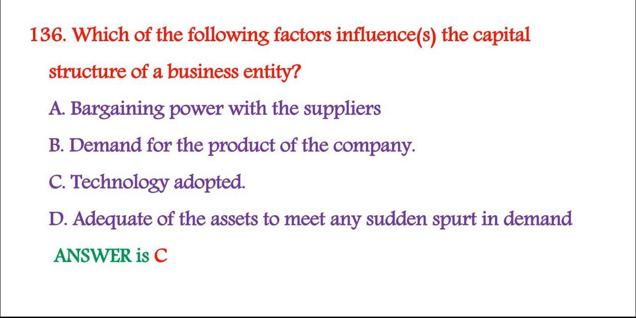136. Which of the following factors influence the capital structure of a business entity? A. Bargaining power with the suppliers. B. Demand for the product of the company. C. Technology adopted. D. Adequacy of the assets to meet any sudden spurt in demand. Answer is C.